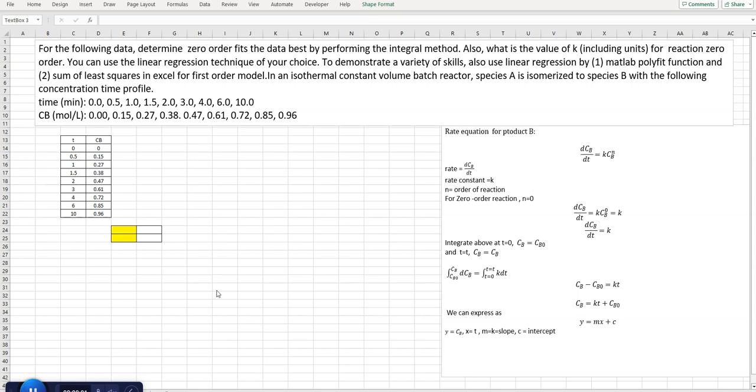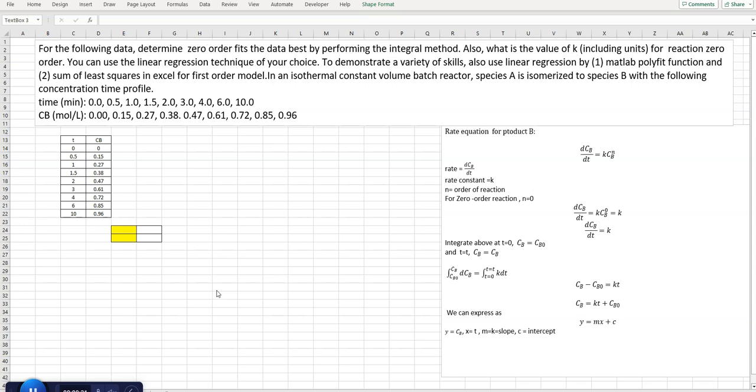Today I am going to solve one chemical reaction engineering problem. For the following data, determine whether zero order fits the data best by performing the integral method. Also, what is the value of K, including units, for the zero order reaction? You can use the linear regression technique of your choice to demonstrate a variety of skill. Also use linear regression by the MATLAB polyfit function, and the sum of least squares in Excel for the first order model.